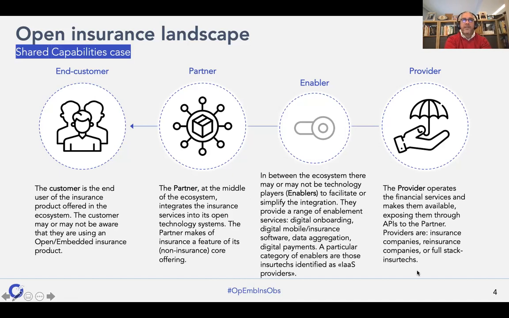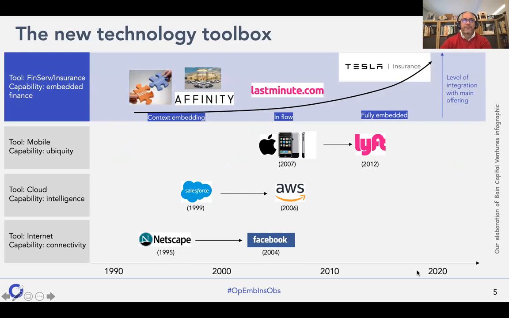This use case is nowadays commonly known as embedded insurance. Actually, distributing insurance via alternative channels is not something new. Just think of bancassurance or affinity distribution. So why is there this interest today for embedded insurance? Let's put it into context.